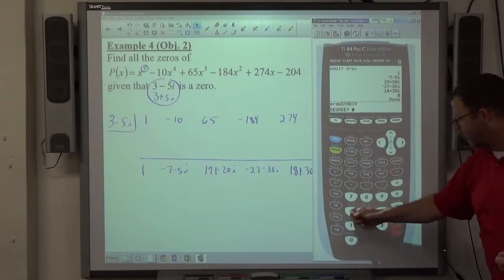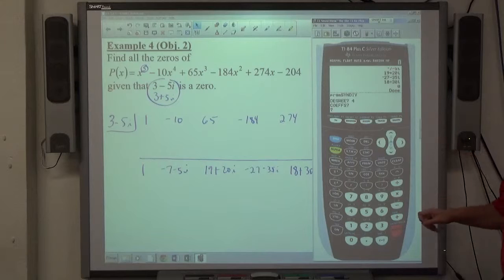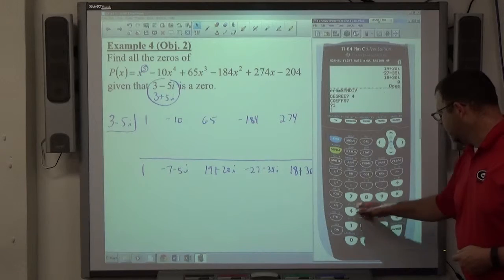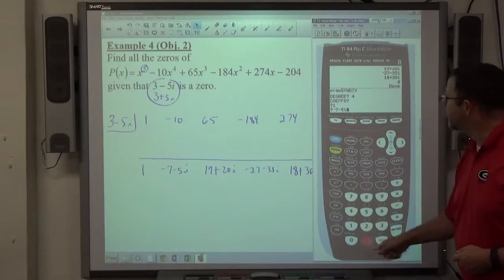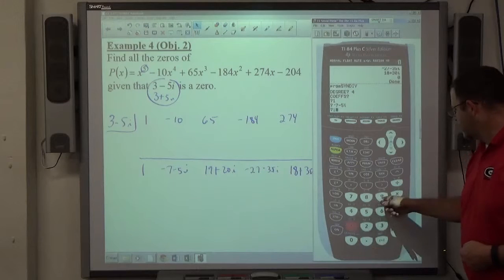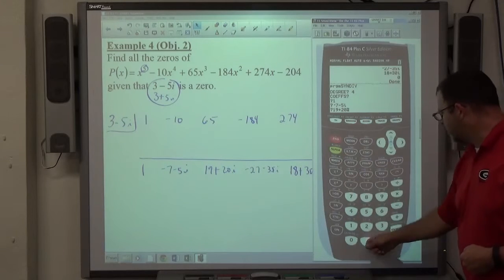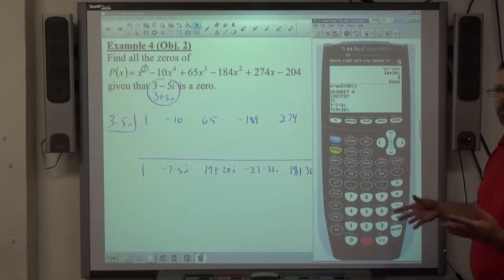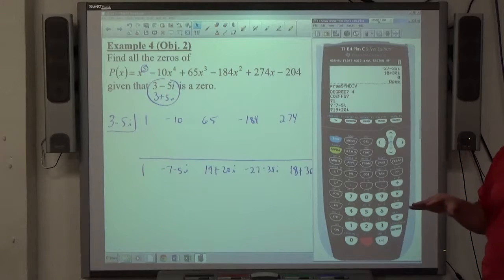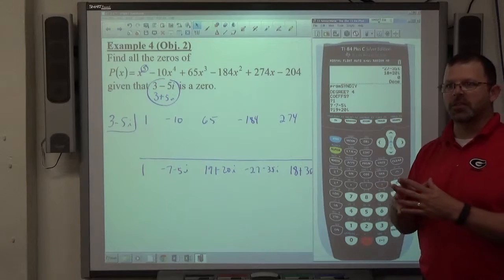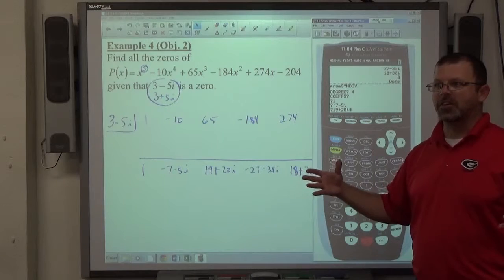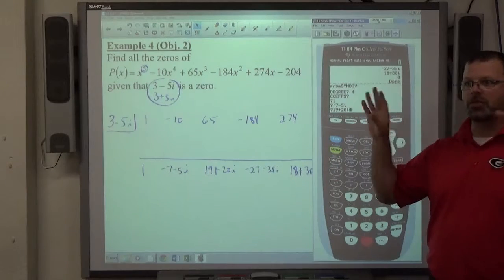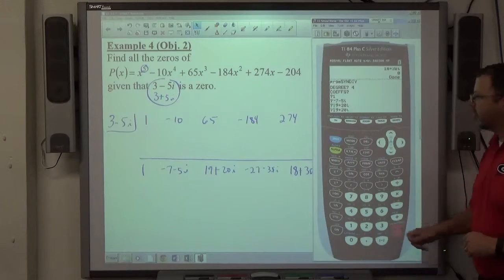The degree is 1 less, so now it's 4. My coefficients are 1, negative 7 minus 5i, 19 plus 20i. Most people who start using this forget to hit enter after each one. That's the typical thing people do, and it gives them frustration because once they hit enter it says syntax error, and you've got a bunch of numbers strewn about. But yeah, just make sure you hit enter after each one.